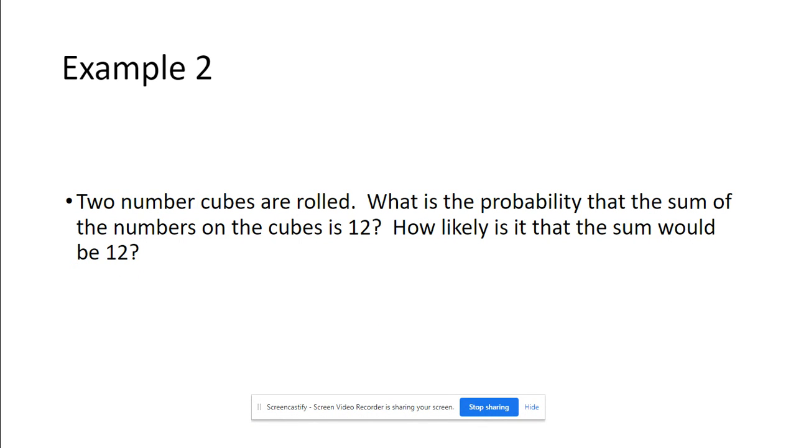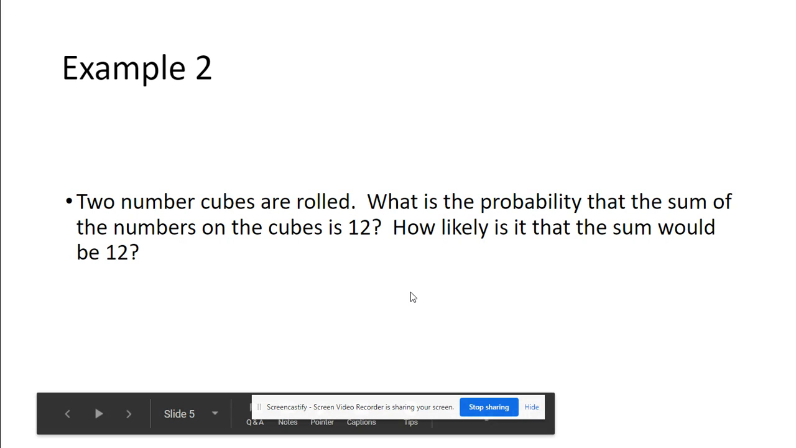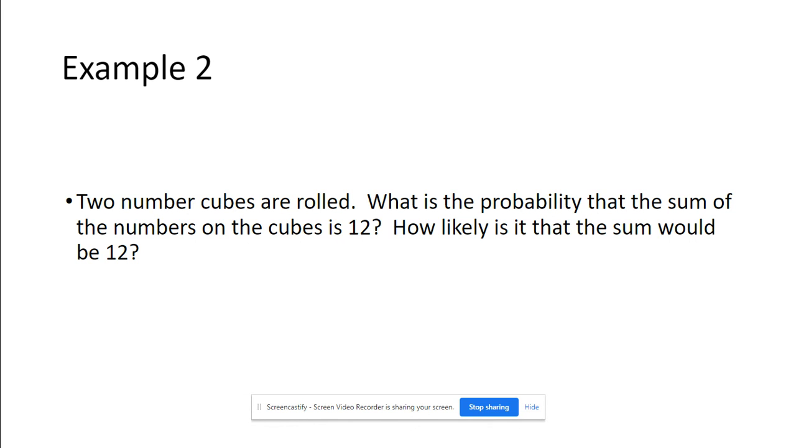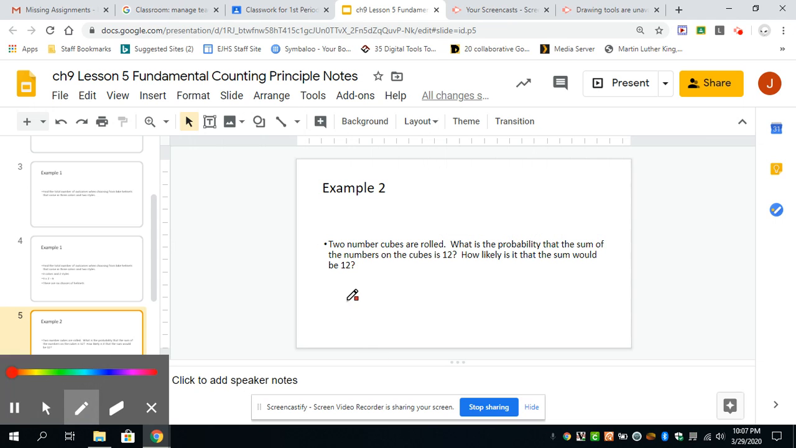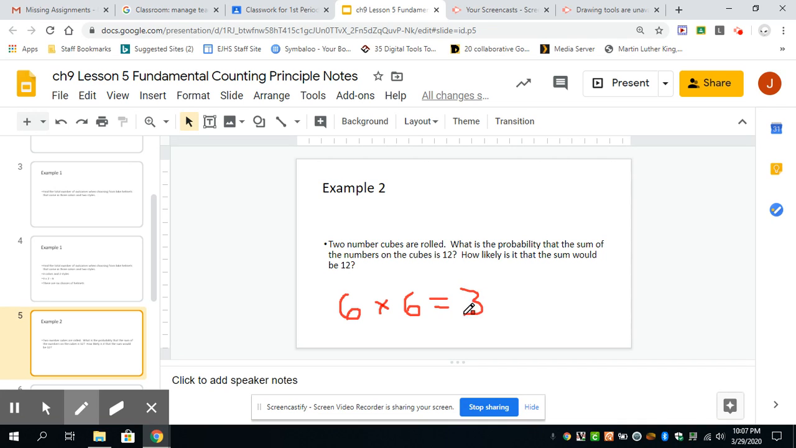All right, next example: 2 number cubes are rolled. What is the probability that the sum of the number cubes is 12? How likely is it that the sum would be 12? Well, first we have to know the total number of outcomes. The first die has 6 outcomes possible, right? A die has 6 sides. And then on our next roll, the die still has 6 sides. We would multiply those 2 together, so the first thing we need to know is that there are 36 outcomes. Now this question is asking us, what is the probability?